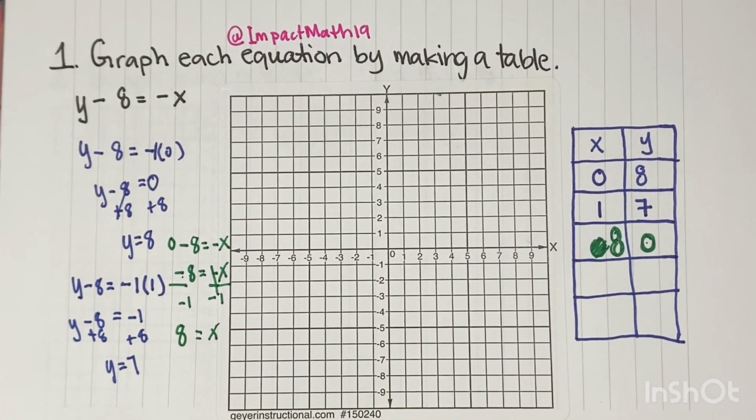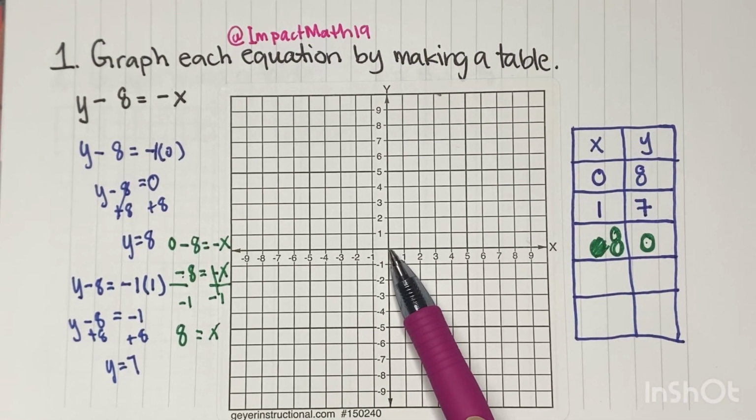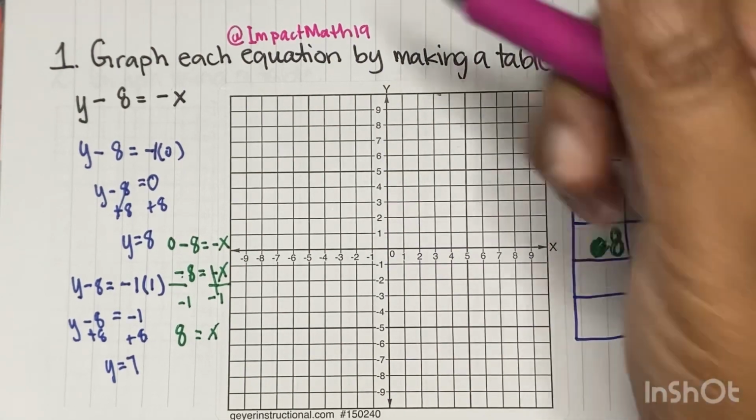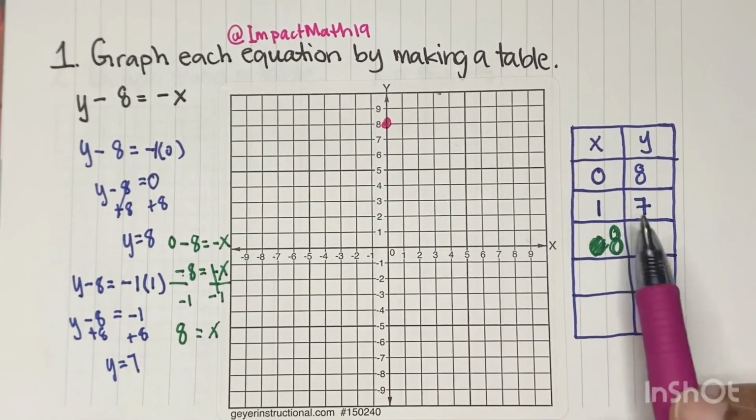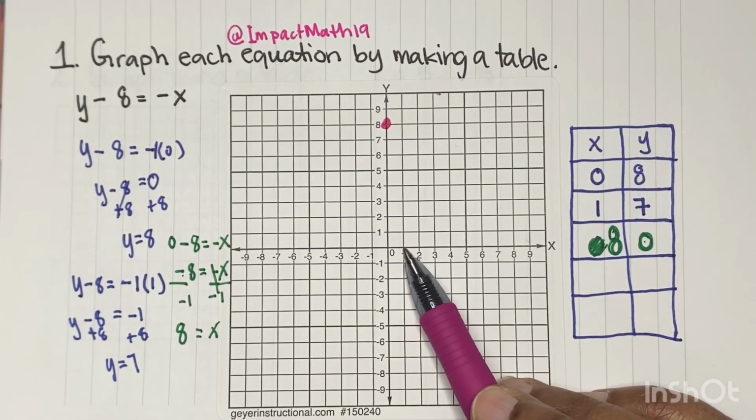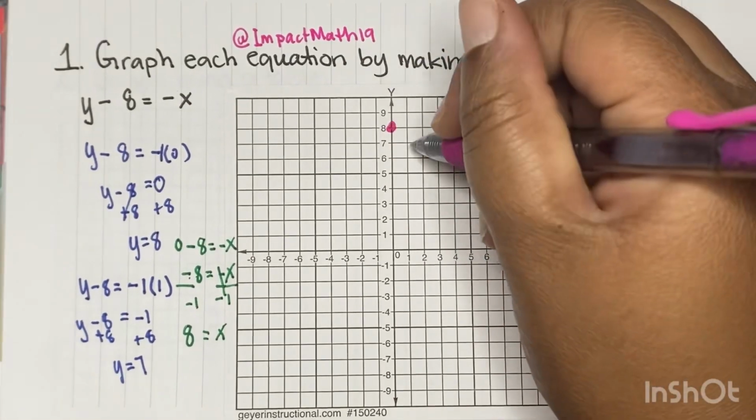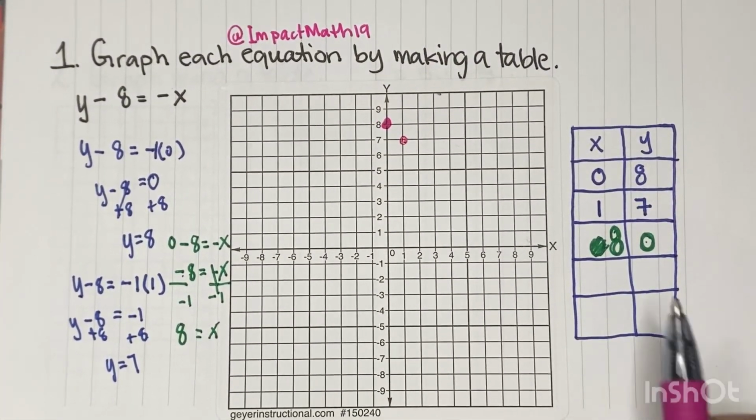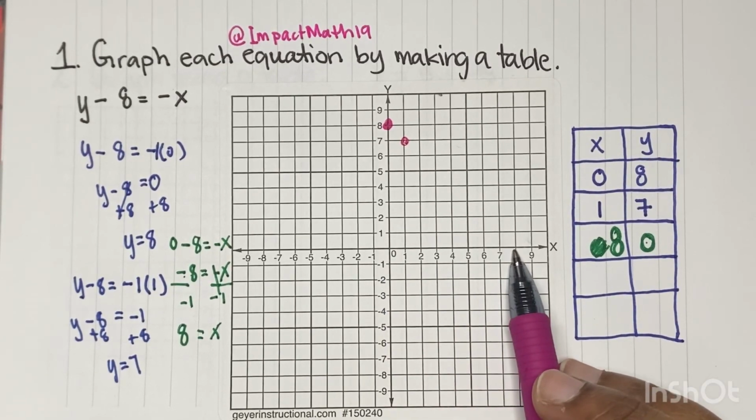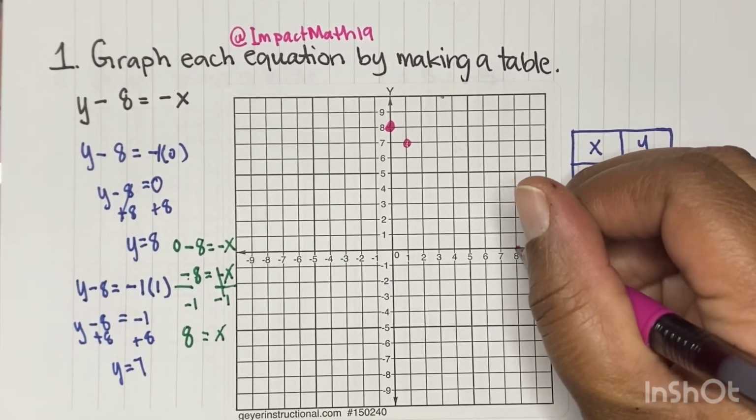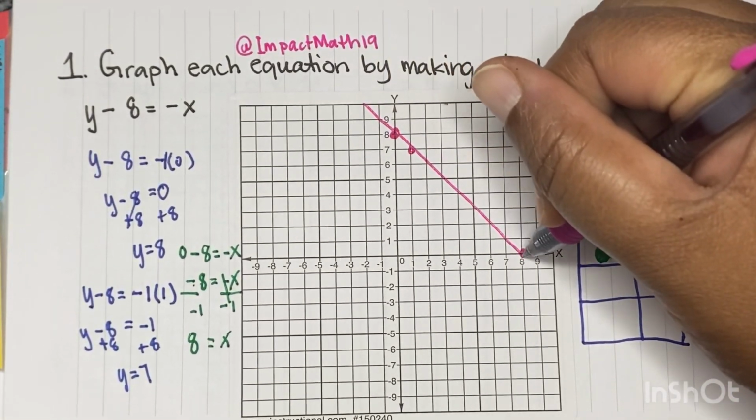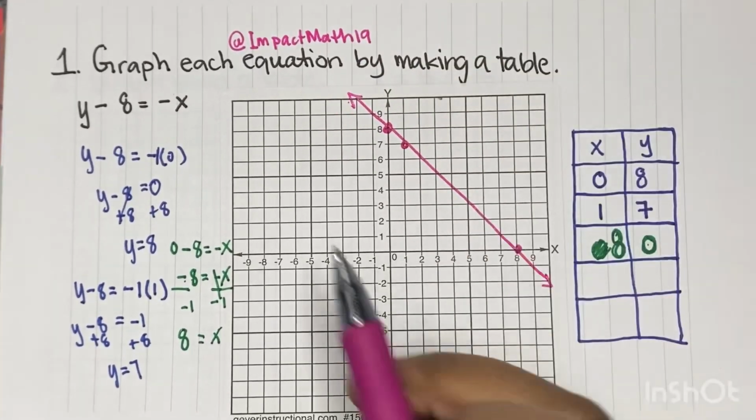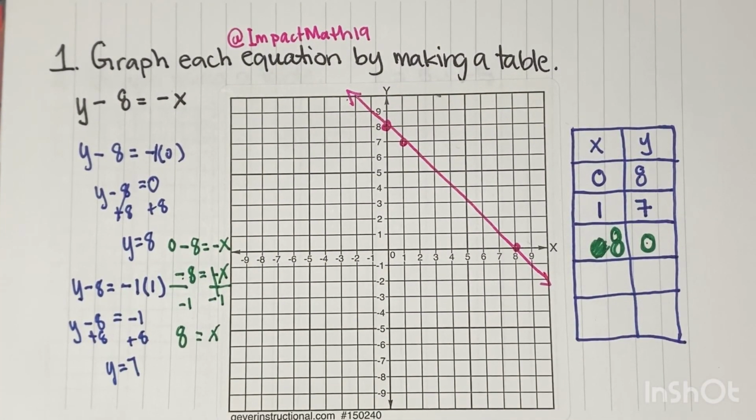So let's go plot these, okay? So 0, 8, so 0, and then we're gonna go up 8 on the y, and that's our first point, okay? Now we're gonna start at the origin. It says to go positive 1 on the x, and then up 7 on the y. So I go right here. Here's my next point. Now I go to 8 on the x, and I don't move anywhere for the y. So I put my point right here, and then I draw my line. And that's graphing using a table.